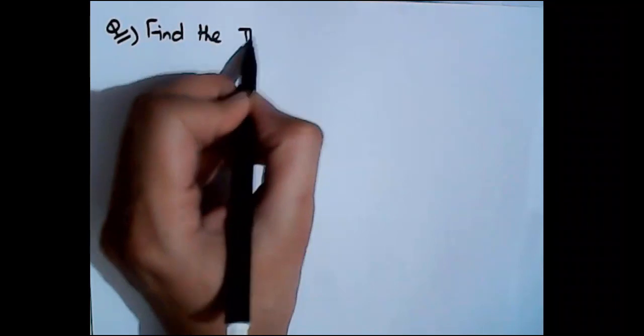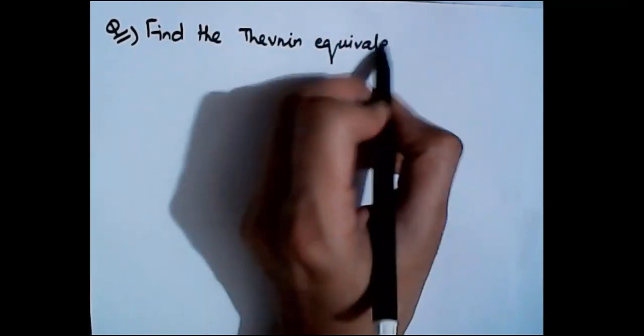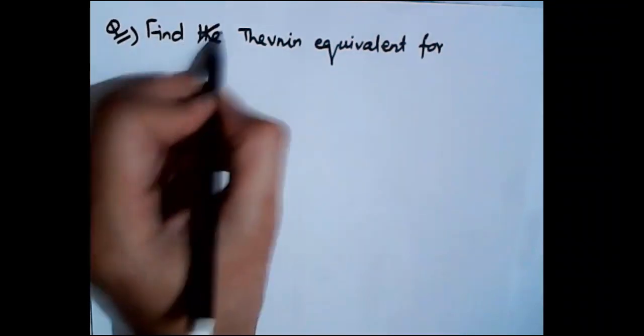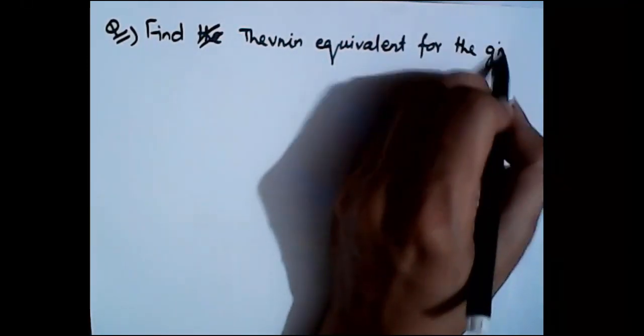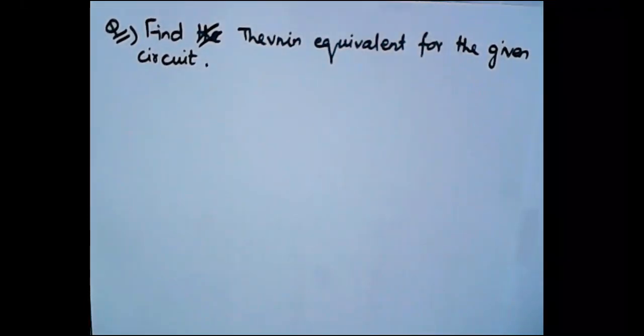So now let's move on towards a second example of Thevenin's theorem. The statement for the problem is same, which says that, let me adjust the paper. Okay, the statement says that find the Thevenin equivalent for the given circuit. Let me draw the circuit also.